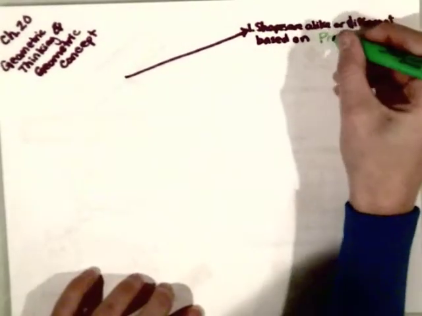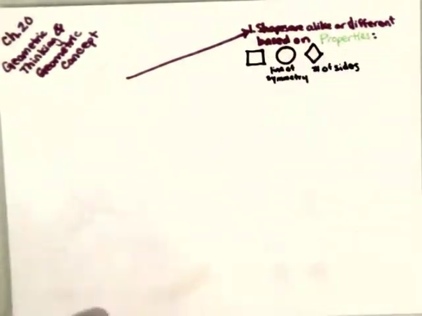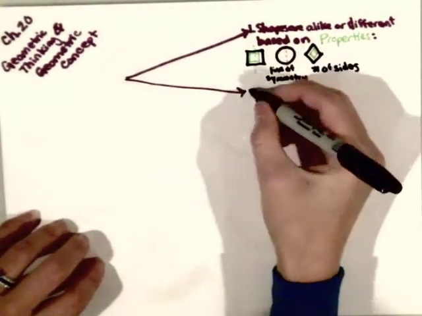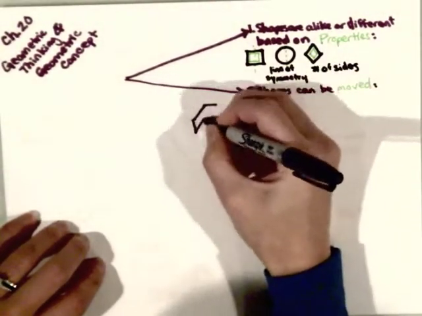1. Shapes are alike or different based on properties. Notice this square, circle, and diamond. The circle is alike with the square because of this line of symmetry, and the diamond is alike based on its number of sides. The second key idea in this chapter is that shapes can be moved.